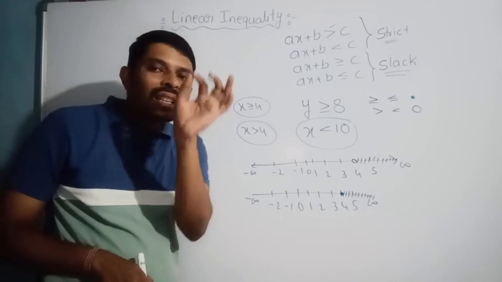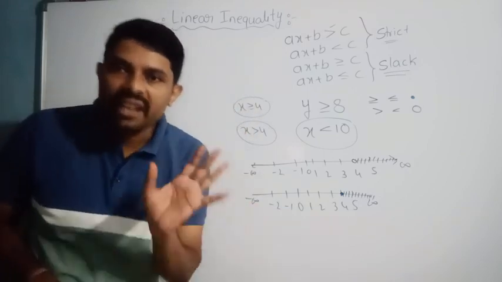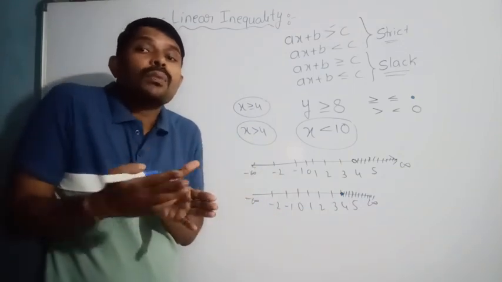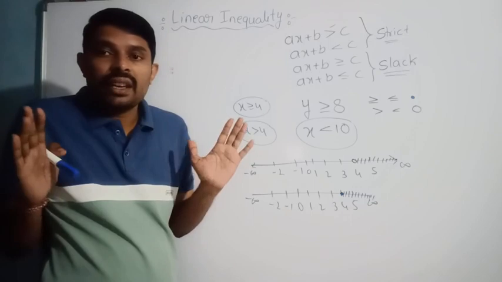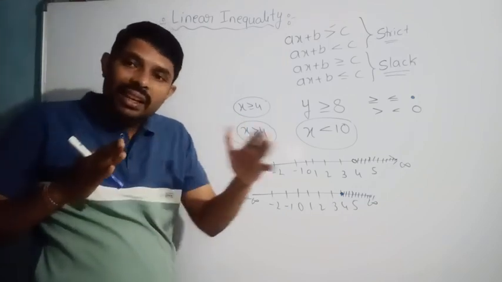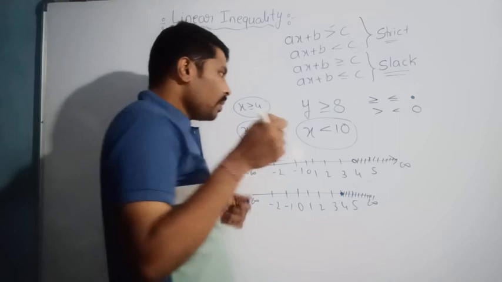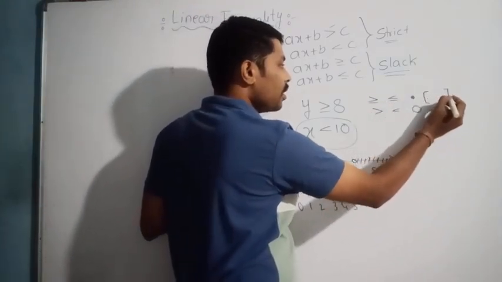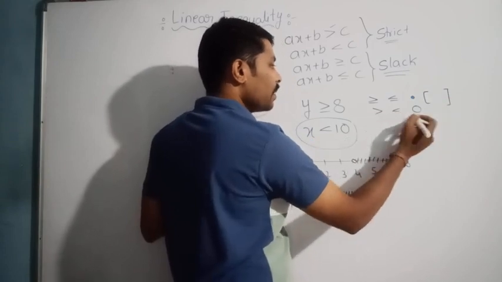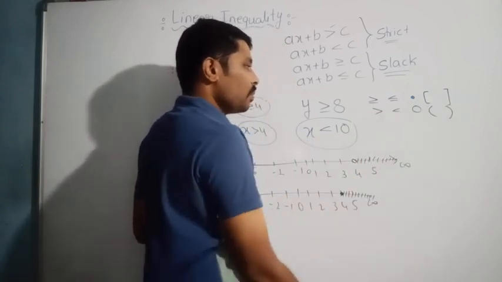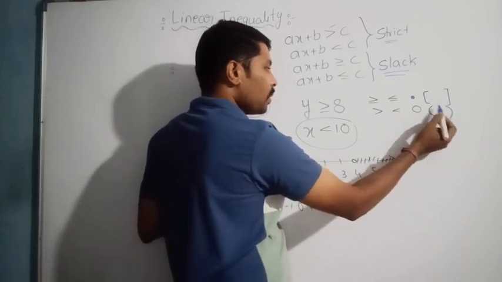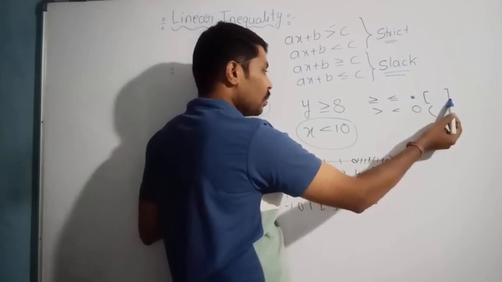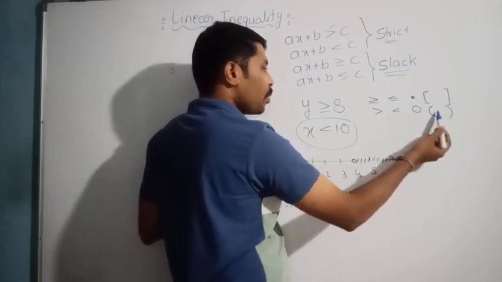Equal to means that number is included. Greater or lesser means apart from that number, this number is not included. It may be greater than, it may be less than. Students, greater than, less than symbol is there. This kind of interval we will use. If strict is there, this we will use. The meaning of this one is open interval. The meaning of this one is closed interval. Closed interval means end points are included. Open interval means end points are not included.